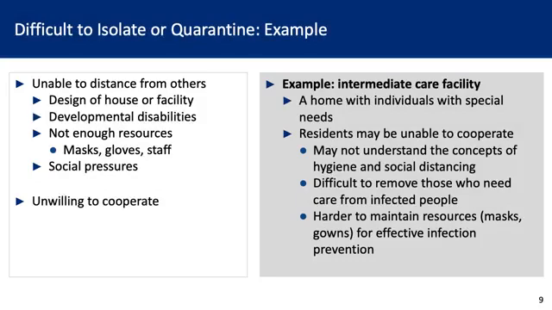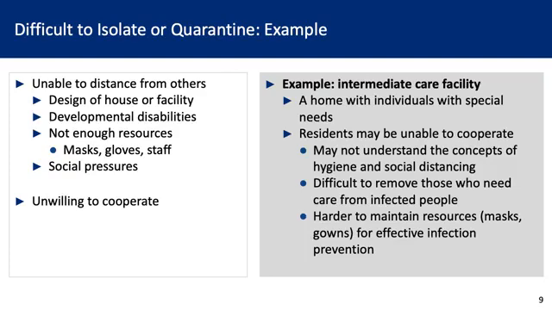And these are homes with people who have special needs. So the residents may be unable to cooperate or isolate or quarantine themselves because they may not understand basic concepts of hygiene and social distancing. So they may not be able to carry out the instructions themselves. And it may be difficult to remove them from other people who are infected within the home because they all need care and there's nowhere else for them to go.